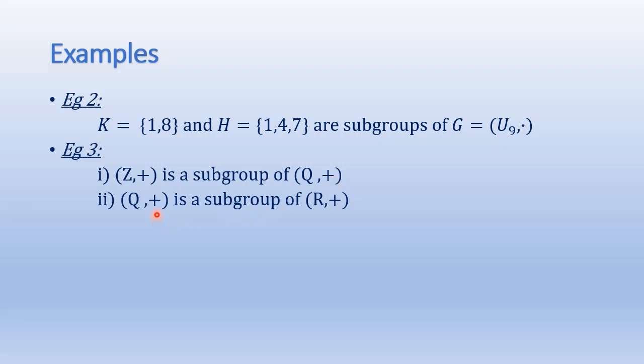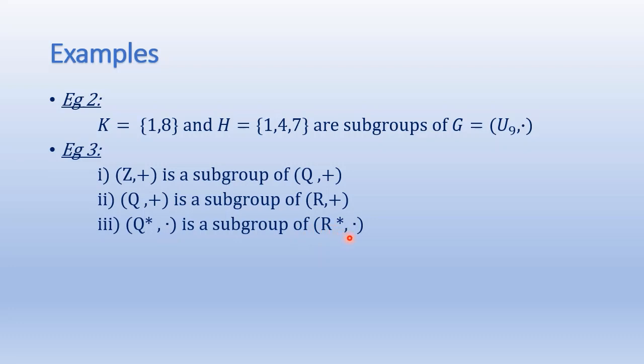Similarly, Q comma plus is a subgroup of R comma plus. That is, the set of all rational numbers under addition forms a subgroup of the set of all real numbers under addition. Q star comma dot is a subgroup of R star comma dot. This also you can verify. R star represents the set of all non-zero real numbers under multiplication you are considering, and the set of all rational numbers is a subset of the set of all real numbers. So the set of all non-zero rational numbers under multiplication is a subgroup of the set of all non-zero real numbers under multiplication.